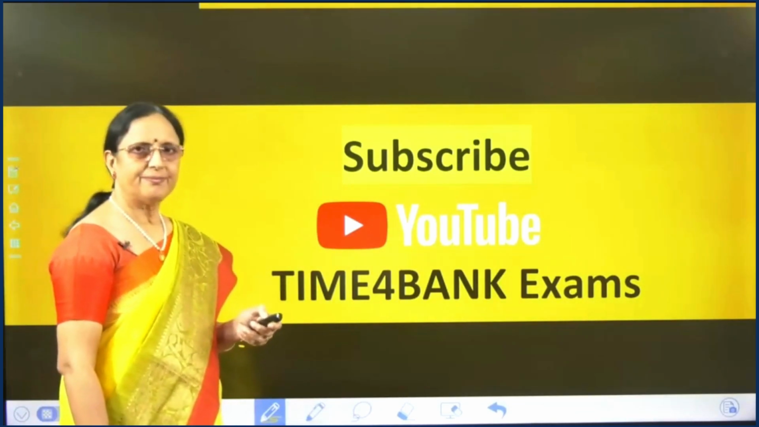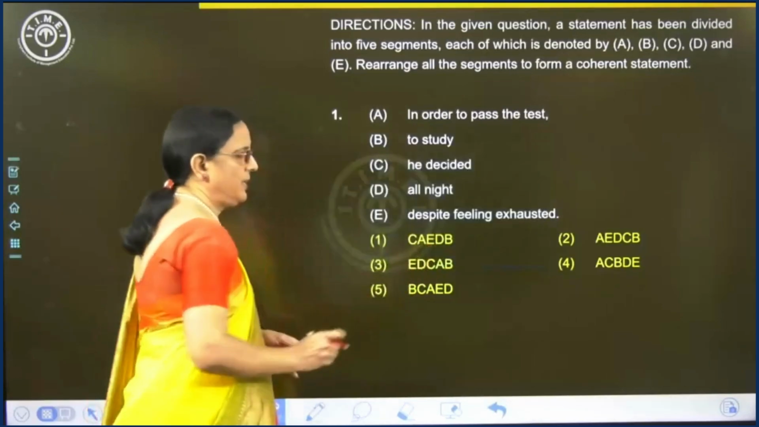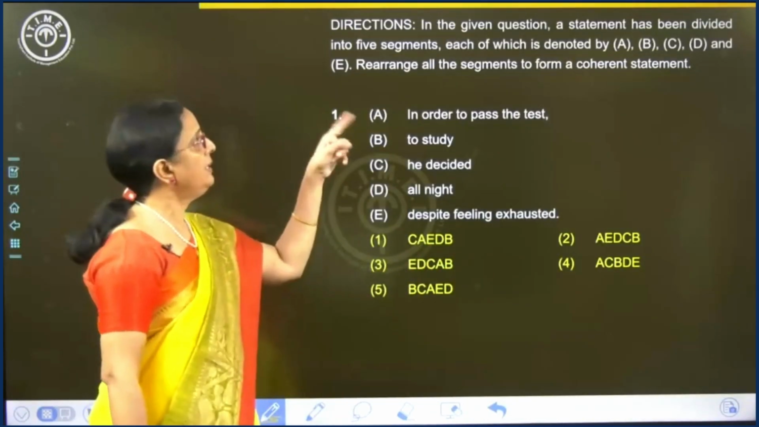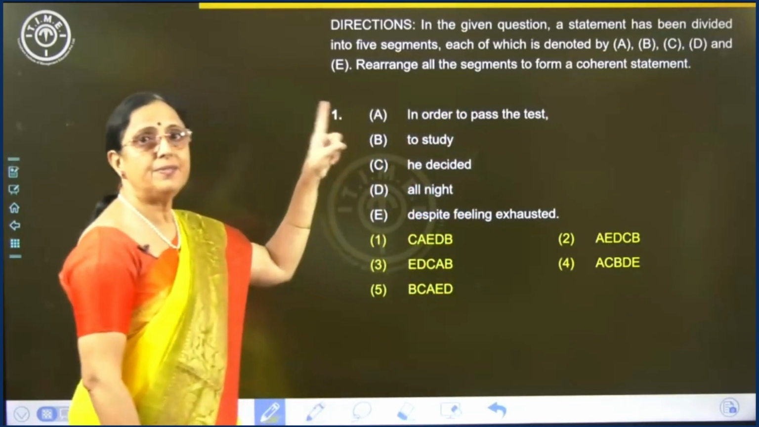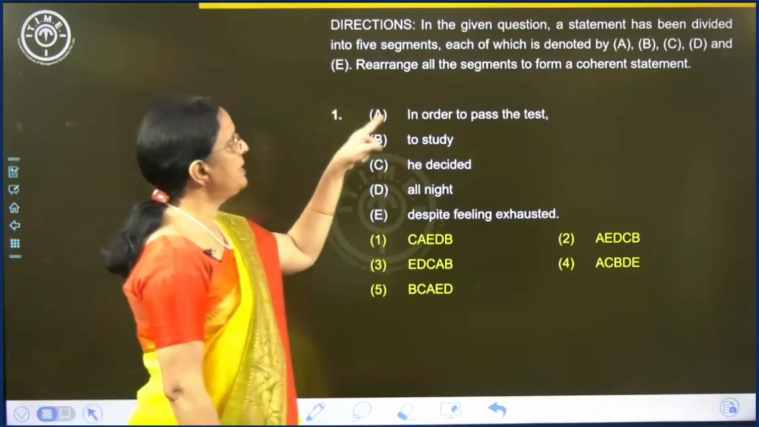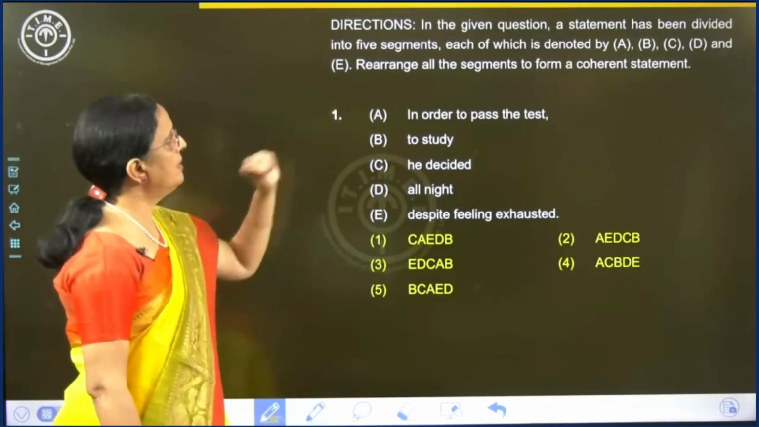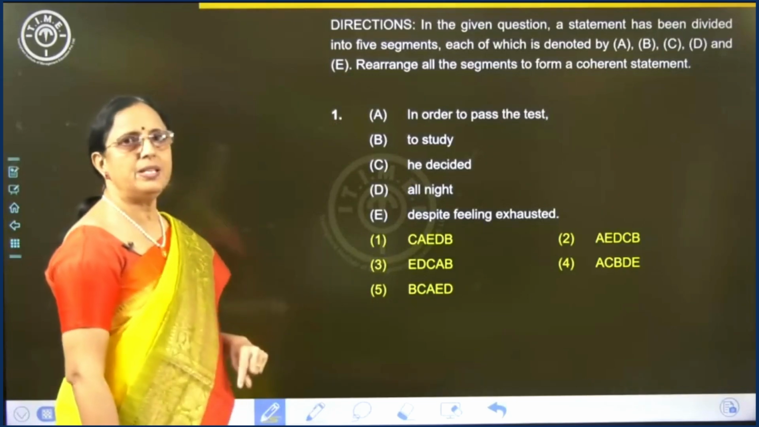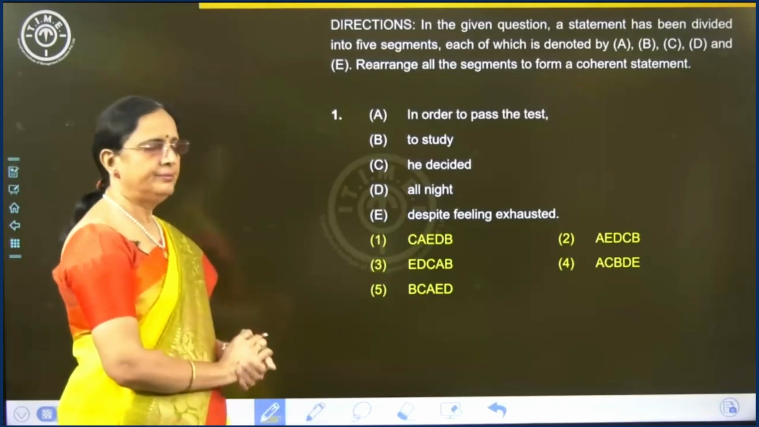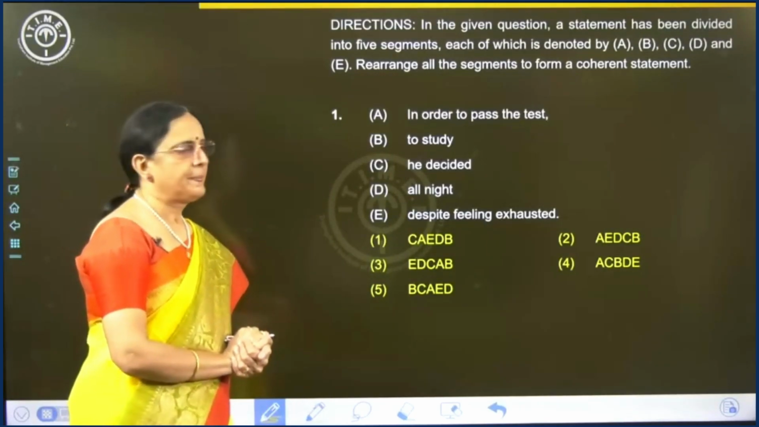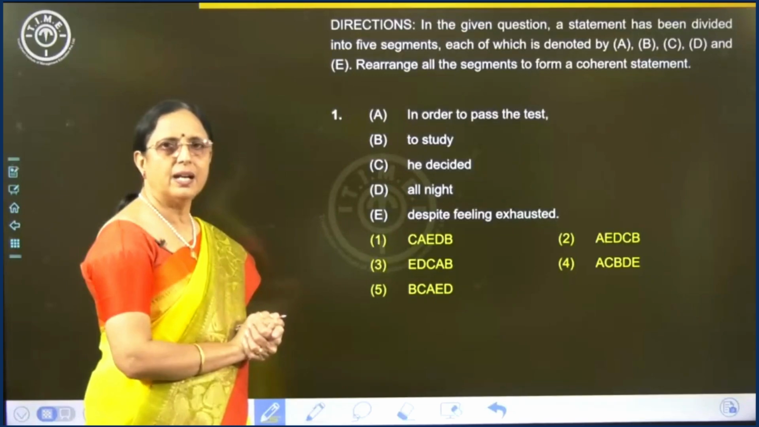Right? Now, let's look at the sentences. As usual, we read the directions first. In the given question, a statement has been divided into 5 segments, each of which is denoted by A, B, C, D and E. Rearrange all the segments to form a coherent statement, a complete and meaningful statement. Before we start reading, what should we focus on? What is the strategy that should be applied here to get the answer right?